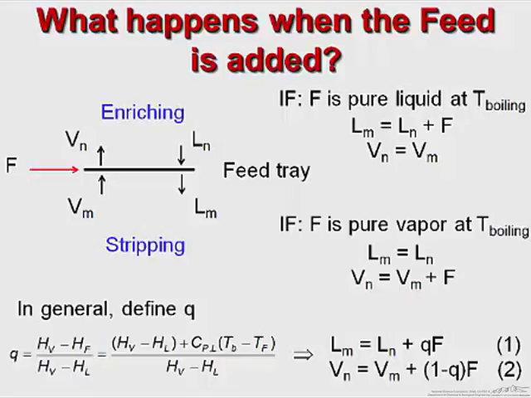Vm equals Vn. If the feed comes into the column as a saturated vapor, all the feed will flow up the column. The liquid flow rate will not change. Q can be defined in terms of enthalpy, or it can be defined as the increase in the liquid flow rate below the feed tray due to the feed per mole of feed. For a saturated liquid, Q has a numeric value of 1, and for a saturated vapor, Q equals 0. The slope of the Q line is equal to Q over the quantity Q minus 1.